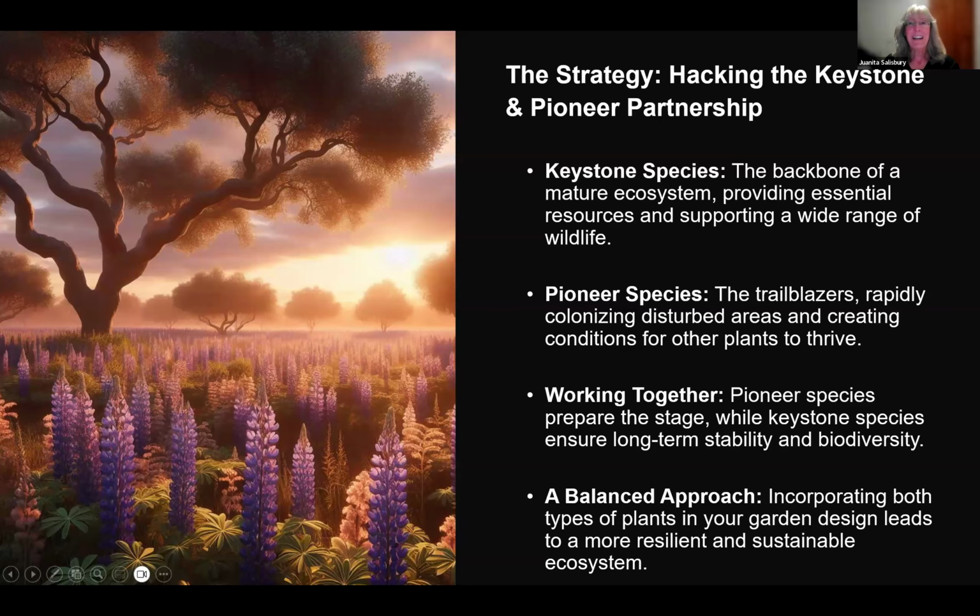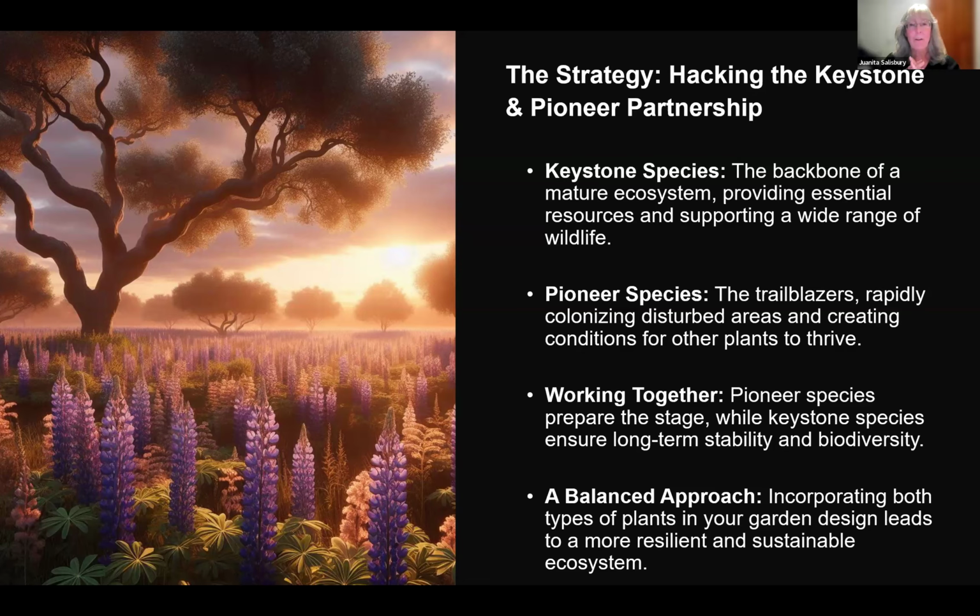And that strategy is to hack the Keystone and Pioneer partnership. What we mean by that, so we want to plant keystone species, the backbone of a mature ecosystem. They provide essential resources and support a wide range of wildlife. Include pioneer species. Those are the trailblazers, rapidly colonizing disturbed areas and creating conditions for other plants to thrive. Those two types of plants and those roles work together.